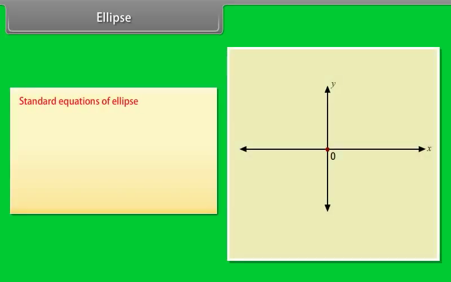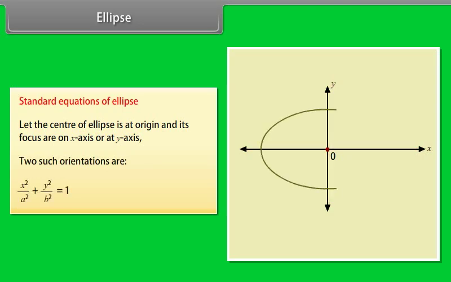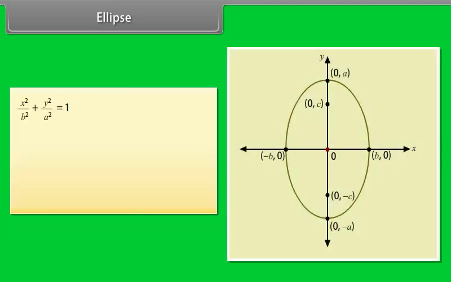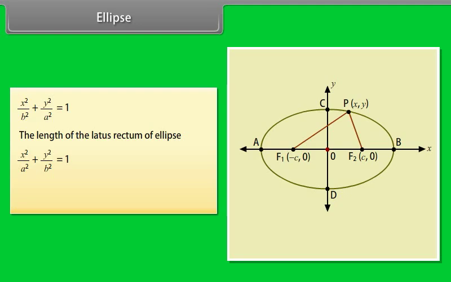Standard equations of ellipse. Let the center of the ellipse be at the origin and its foci be on the x-axis or on the y-axis. Two such orientations are x²/a² + y²/b² = 1 and x²/b² + y²/a² = 1. The length of the latus rectum of the ellipse x²/a² + y²/b² = 1 is 2b²/a.